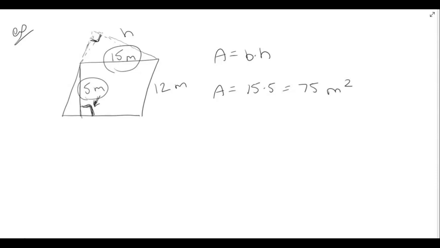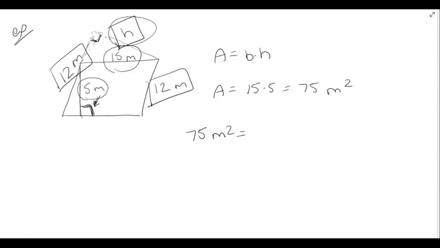If I want to find the height using this outside piece of information, then now I'm going to use this base because that's the perpendicular. I can write it over here with this height. Maybe I'll square them. So now I can work backwards. Now my area is 75 meters squared. My base is 12, and I need to find my height. So if you simply divide, then h is going to be 6.25 meters.